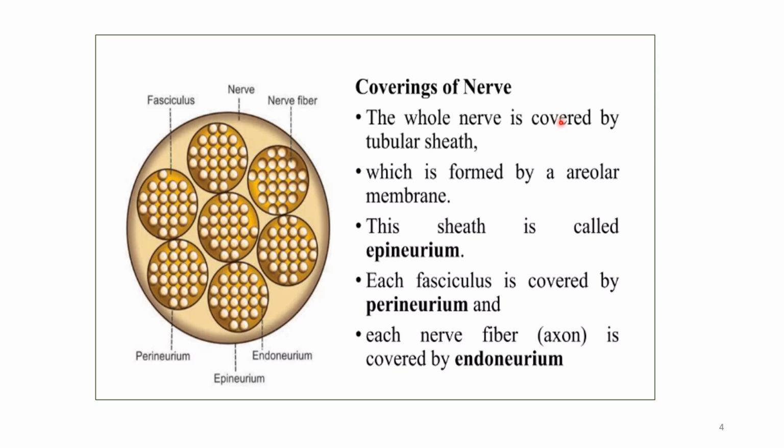See the coverings of the nerve. The whole nerve is covered by a tubular sheath which is formed by areolar membrane, that is called epineurium. Each fascicle is covered by perineurium and each nerve fiber is covered by endoneurium.